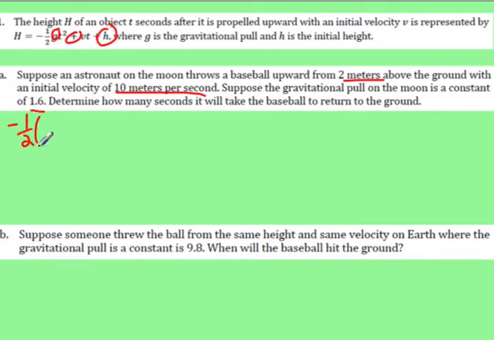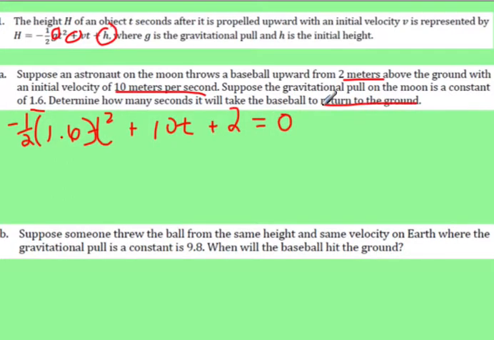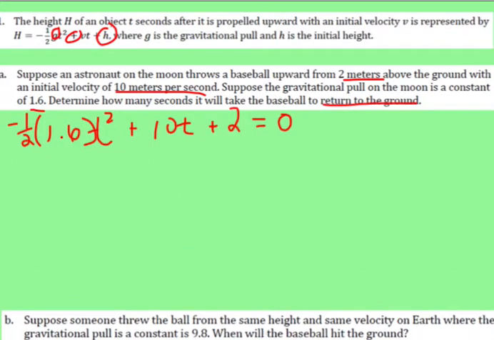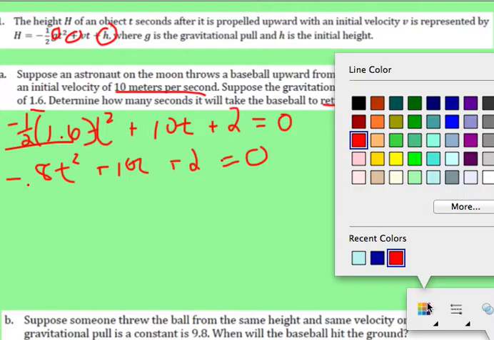So we're going to have negative 1/2 times 1.6 t squared. Now I'm not plugging anything in for t, plus 10t, plus 2. And this is going to be set equal to 0, so we're going to try and figure out when it returns to the ground. So instantly I know that I'm going to have to use that quadratic formula. When I multiply those two together, I end up getting negative 0.8 t squared plus 10t plus 2 is equal to 0. So now I'm ready to use the quadratic formula.